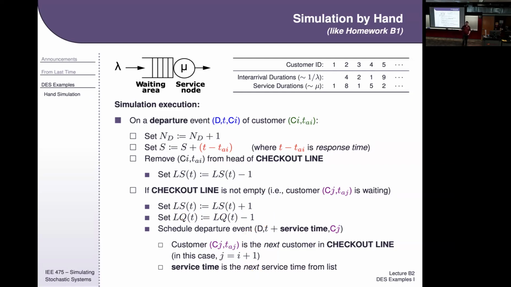And then the other thing is, now that they've entered the server, you can go up to the service durations, figure out how long they're going to be in the server, add that to the current time, which is T, and then schedule this departure event by placing this record onto the future event list. And this customer is the next customer in the checkout line and the service. So this is just reading off that, in the checkout line, this should be the head customer. Those are the events that I do on departure.